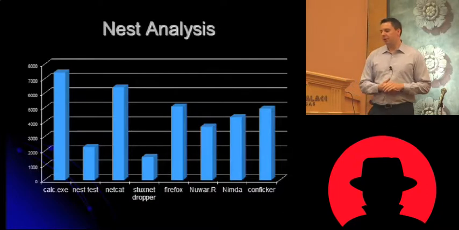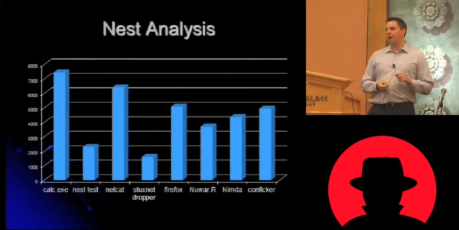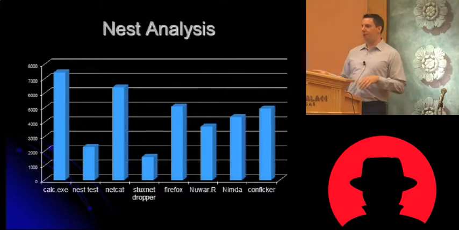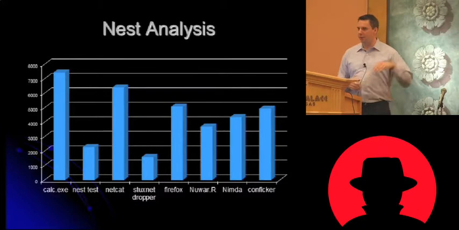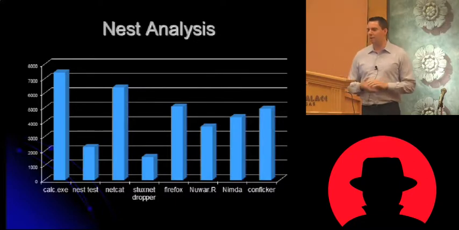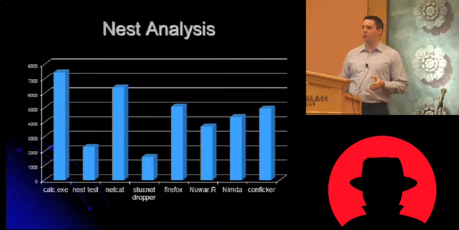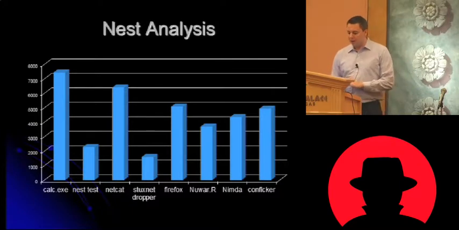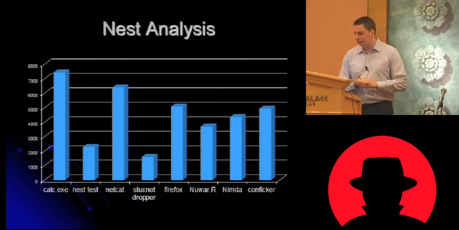But this is what I think is really cool. I did some analysis using the plugin of various commercially written software against various malware, and this is what we came up with. The higher the score, the less nested statements we found. So basically you have calc.exe to begin with. Secondly, you've got a control which I wrote, which was just some C that has heavy levels of nesting in it. You then got netcat, Stuxnet dropper, Firefox, new war malware, NIMDA, and configure.